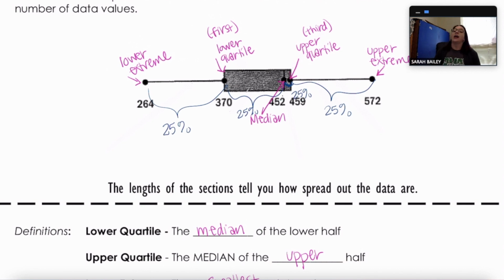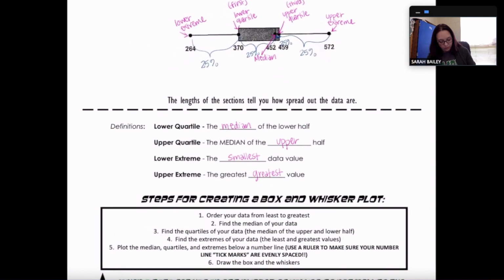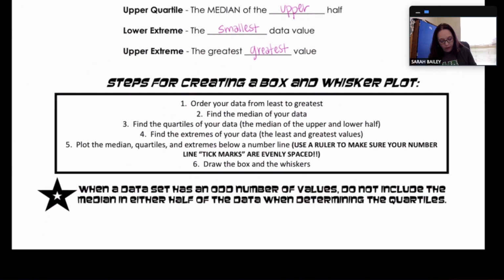So you could say 75% of the values are above 370. That's something you could say from this. Or 25% of the data values are above 459. So there are some different conclusions that we can make from looking at a box plot. All right, so how do I go about making one?